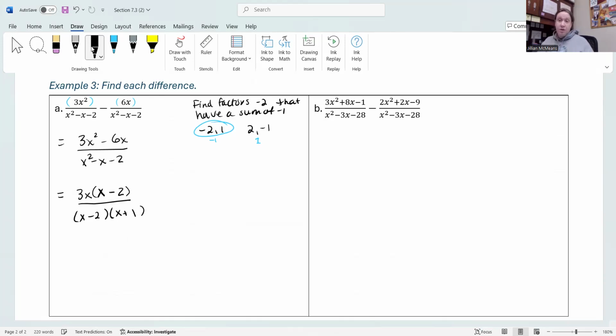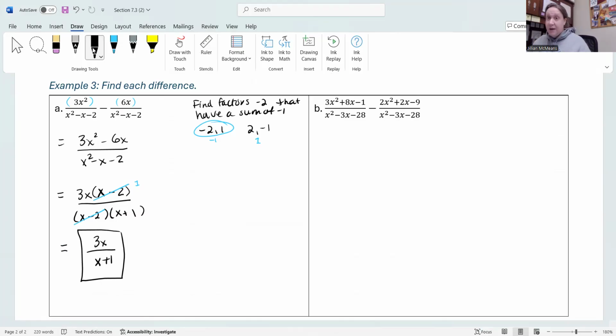And at this point, you want to look to see, do I have any factors that cancel? And in this case, yes, you do. You have an x minus 2 in the top and an x minus 2 factor in the bottom. So x minus 2 divided by itself is just 1. So that leaves me with a numerator of 3x times 1, which is just 3x, and a denominator of x plus 1. So that's your final answer, okay?